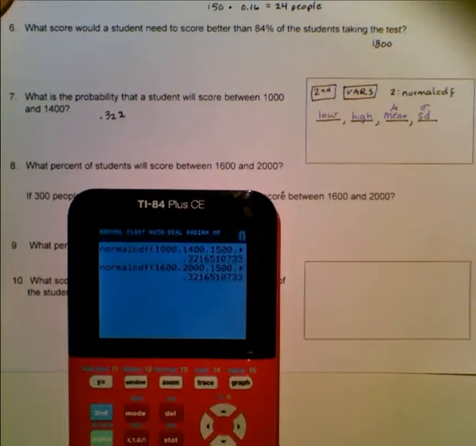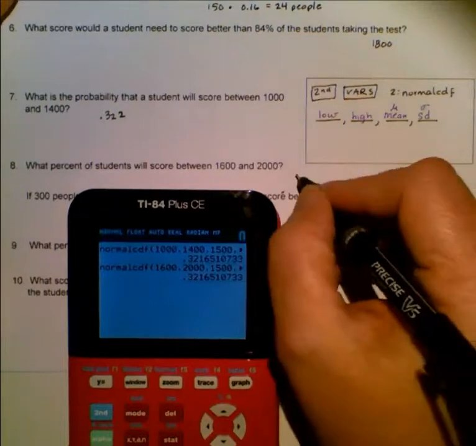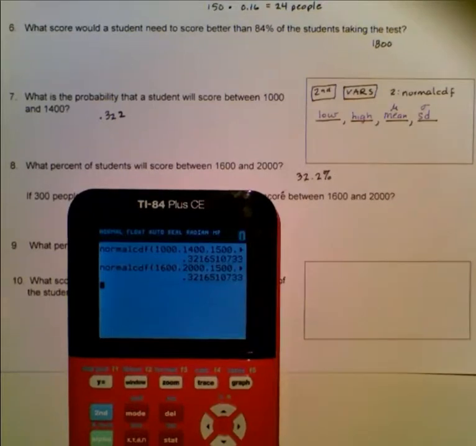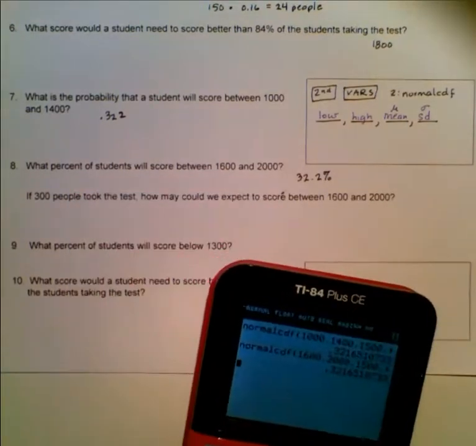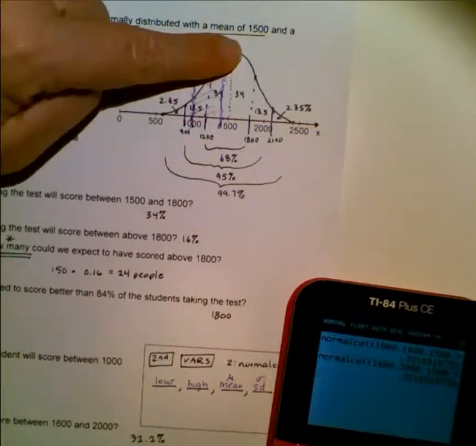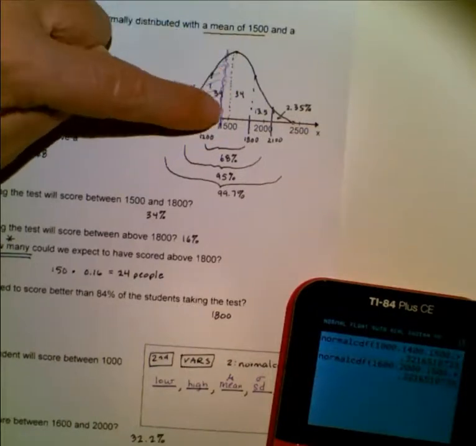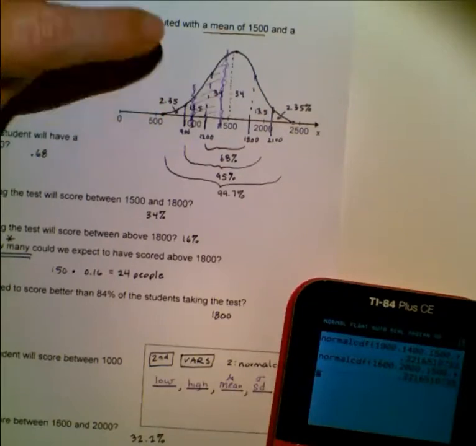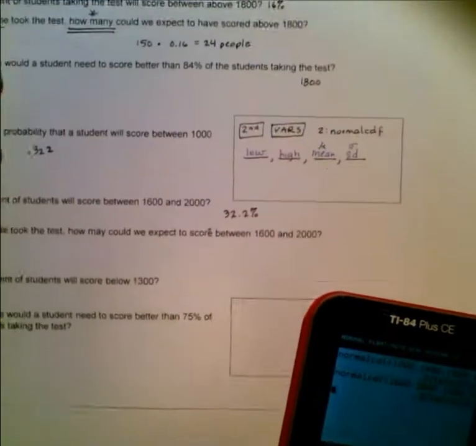Now this time it asks for a percent, so we can say 32.2%. Okay. So notice it's the same, because basically what I did here was I went to 1600 up here, which is 1 on the other side of that, and then I went from there to 2000. So it was a similar little range there, just the symmetrical on the other side.